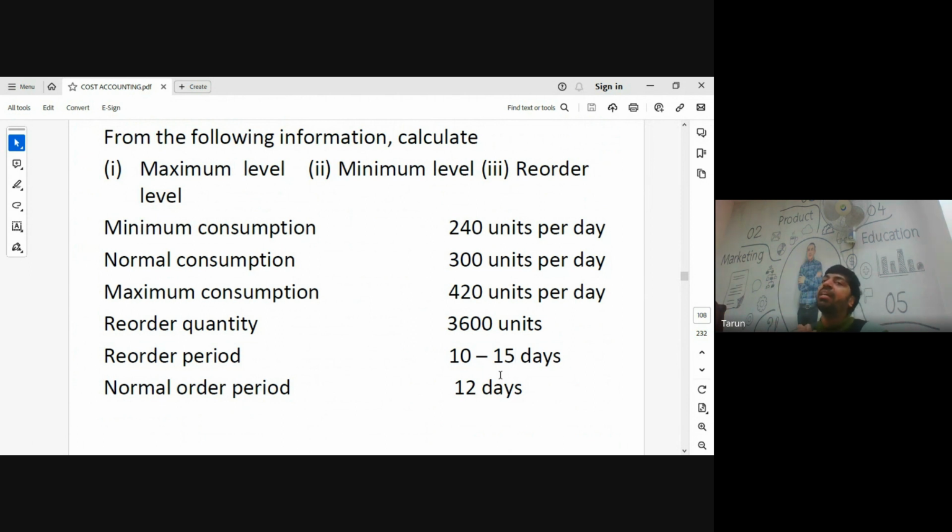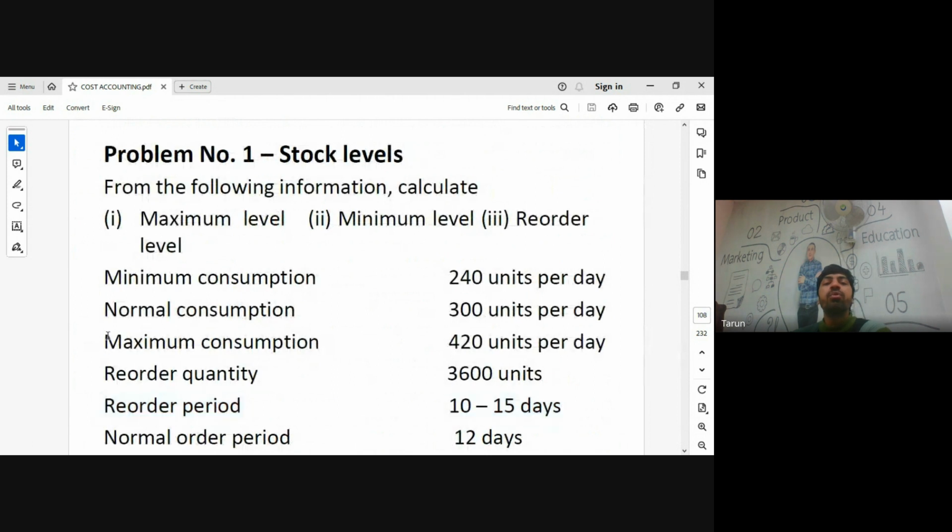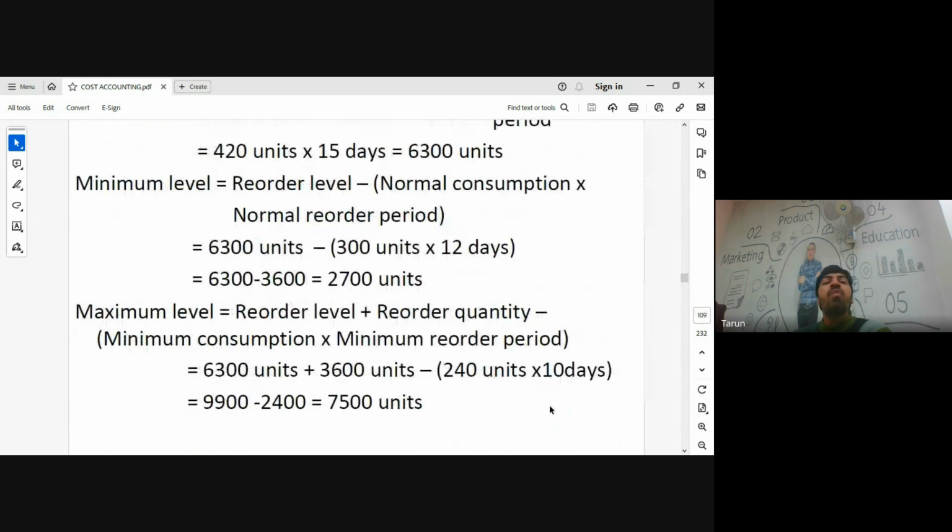So the maximum period is 15 days because it is more than the 10 days, right? The minimum reorder period is 10 days, the maximum reorder period is 15 days. So the maximum consumption is 420 units and the maximum reorder period is 15 days. Just multiply the two: 420 into 15, you will get the reorder level.